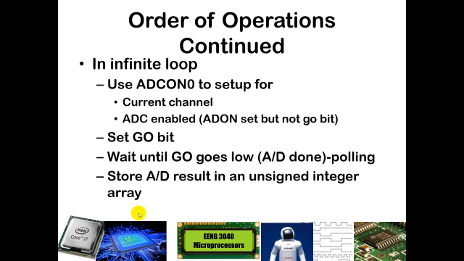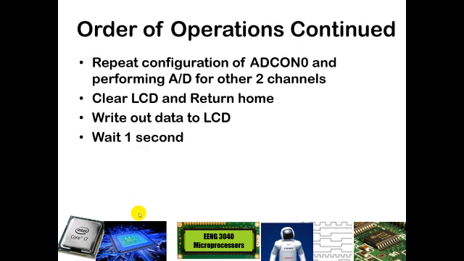So when you set the GO bit to execute the analog to digital conversion, the GO bit will remain high until that analog to digital conversion is finished. Upon completion of the analog to digital conversion, the GO bit will go back low. So this will be an example of polling. During that time, we can't do anything else. We will simply wait for that to be finished. Once we have that, we will store the analog to digital conversion result in an array of unsigned integers, and we will then display it to the screen.